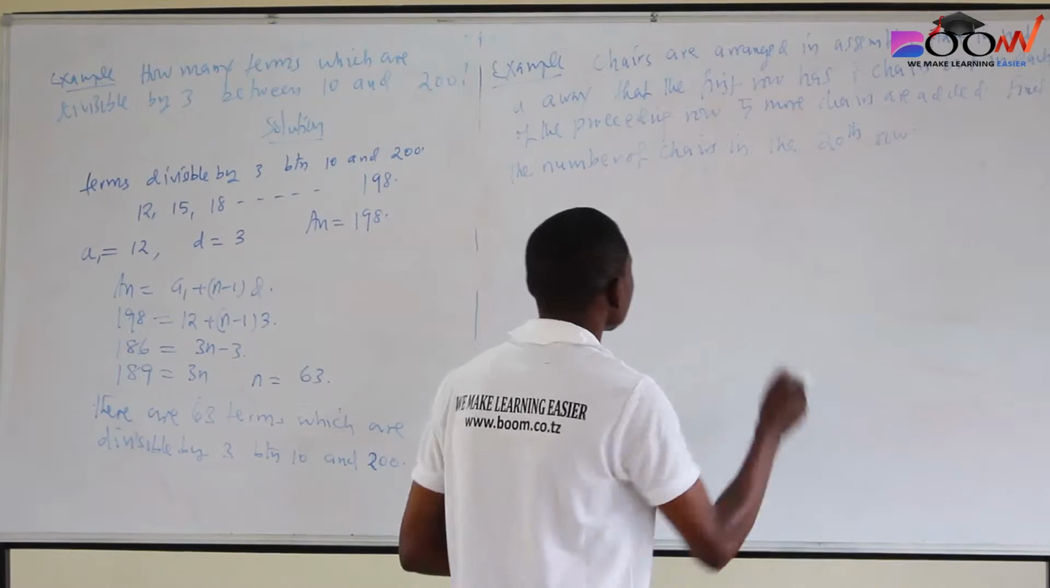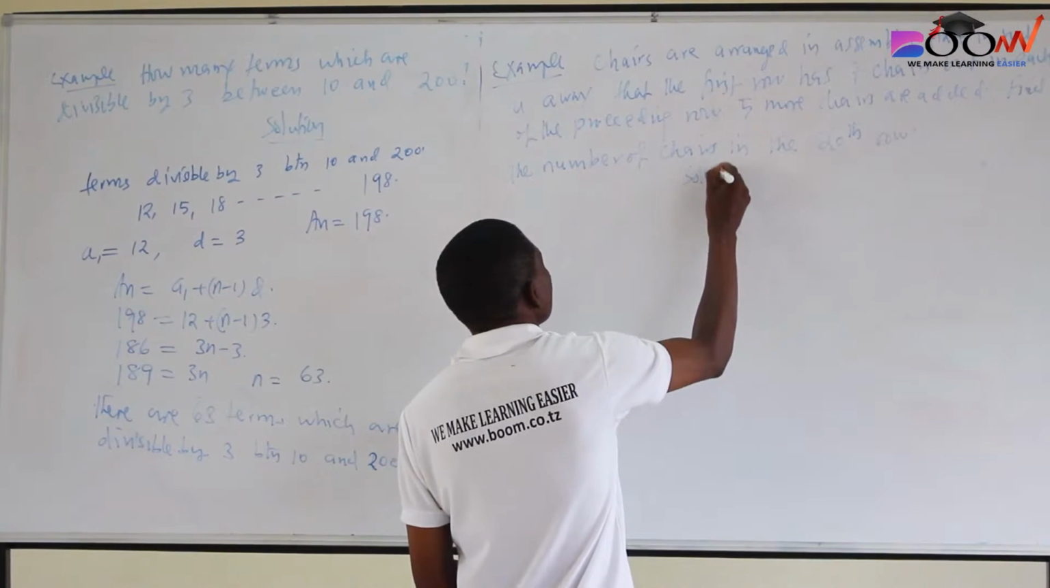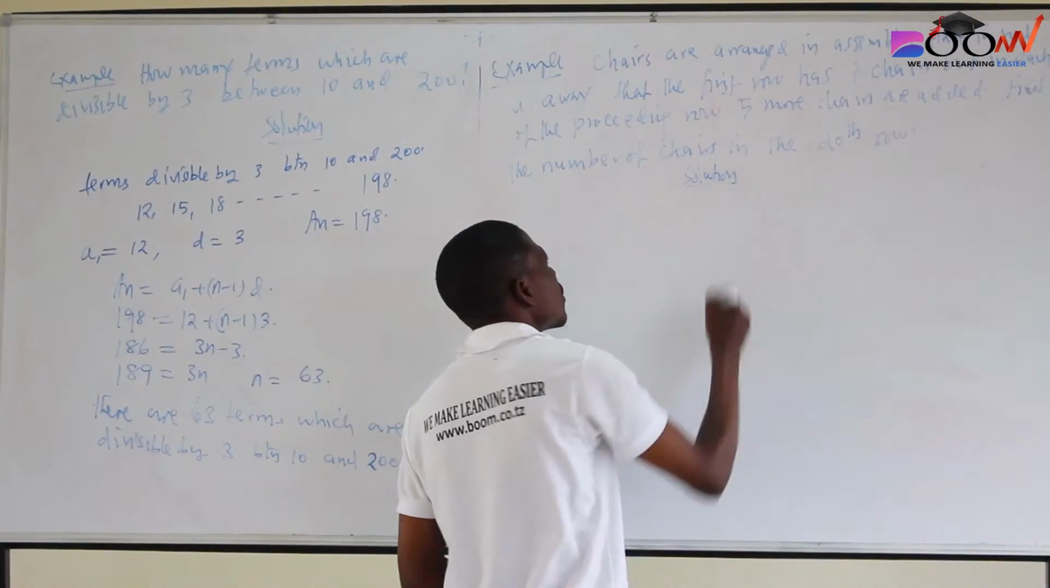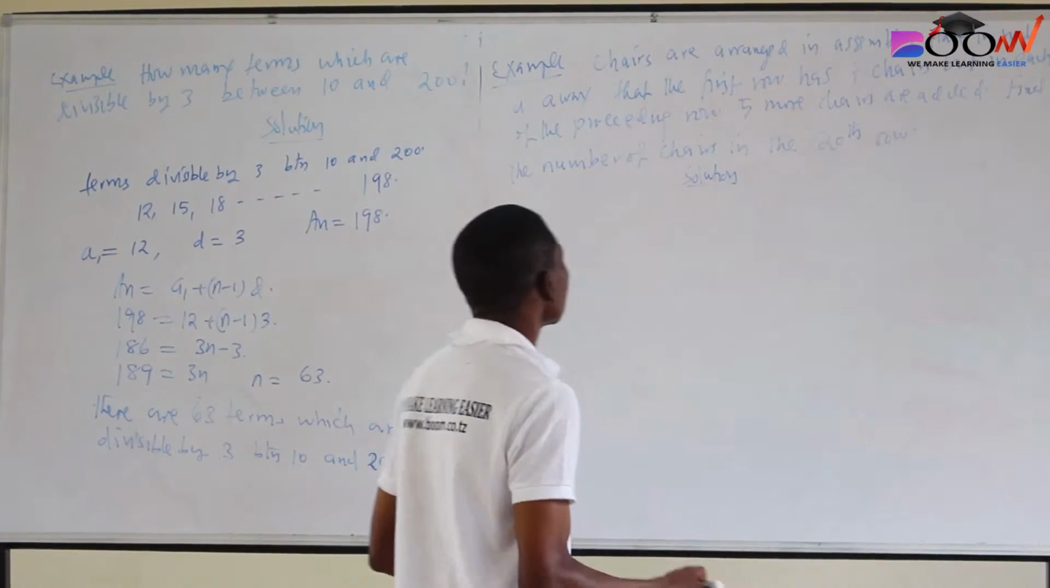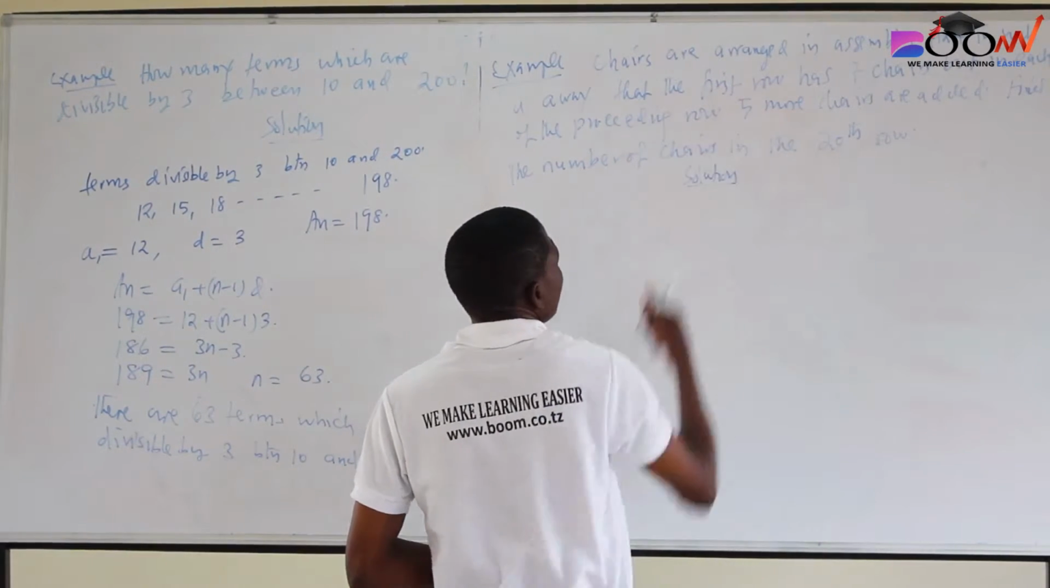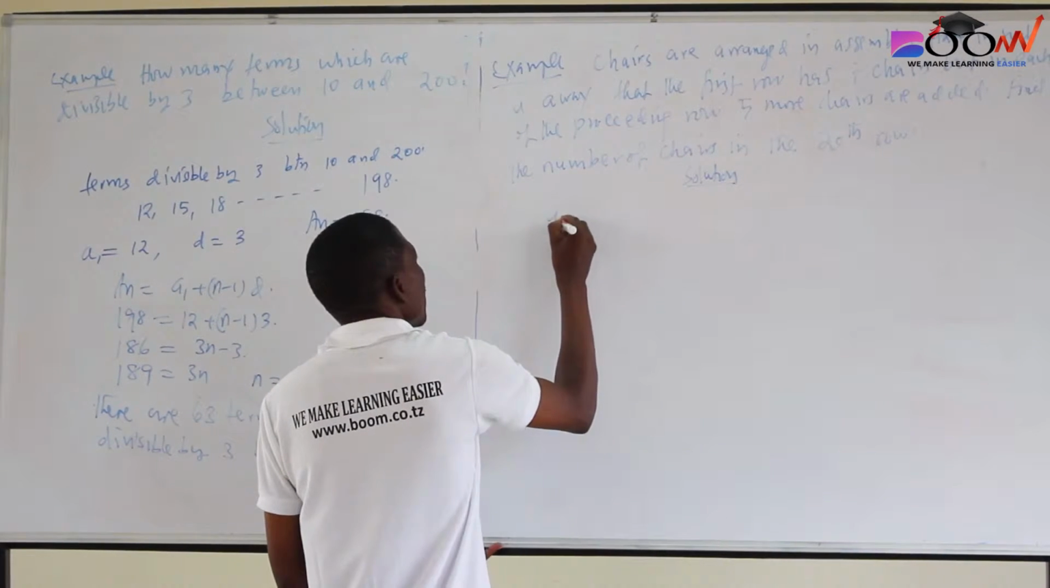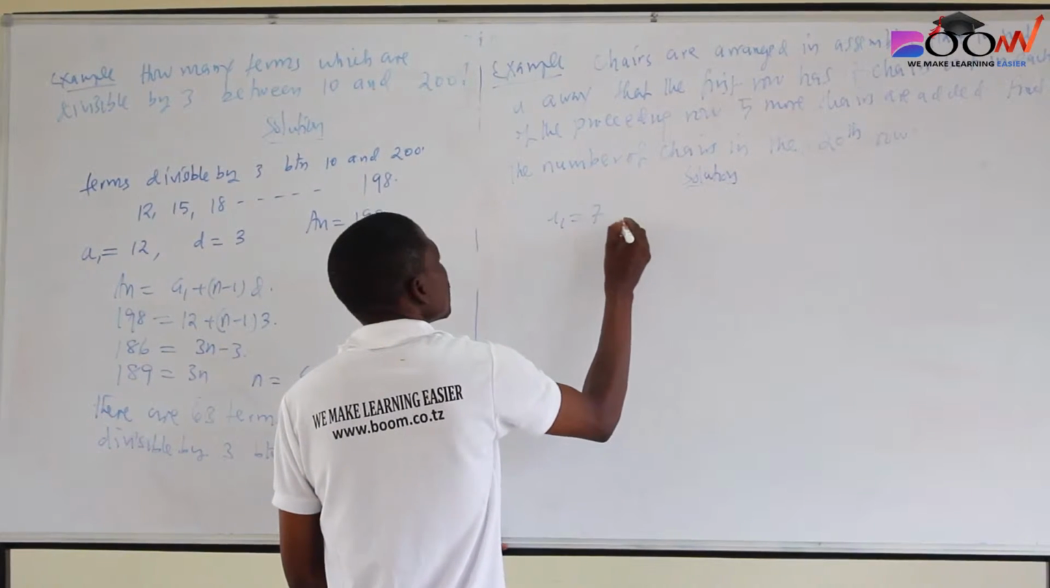So what you do on this one, put what you've been given. You've been given the first row. How many chairs do I have? The first row I have now is 7 chairs.